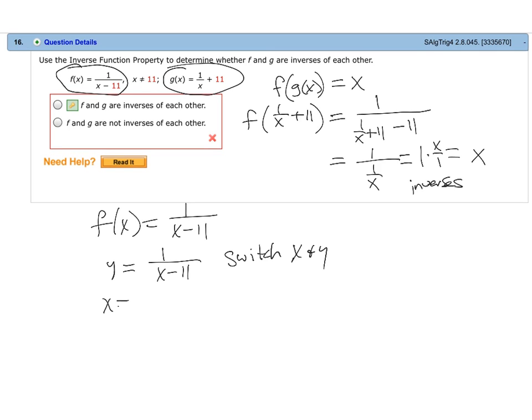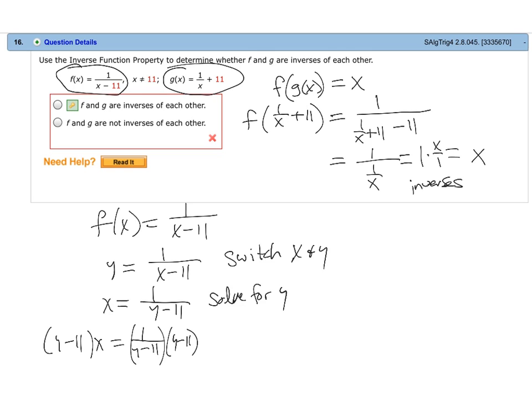So we will have x equals 1 over y minus 11. The next step would be to solve for y. So we would do that in this case by multiplying both sides by y minus 11. So we'll multiply the right side by y minus 11 and the left side by y minus 11. We would do that because we want y minus 11 to be eliminated on the right.